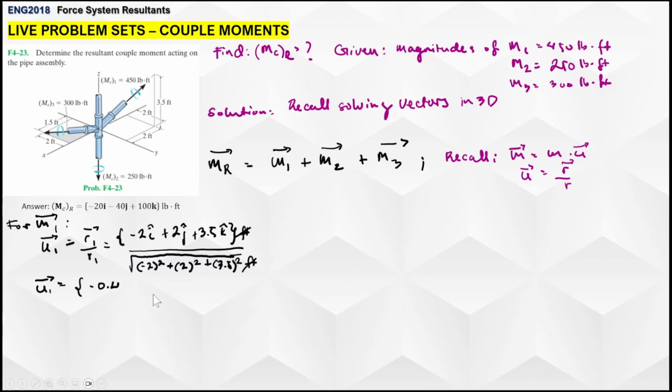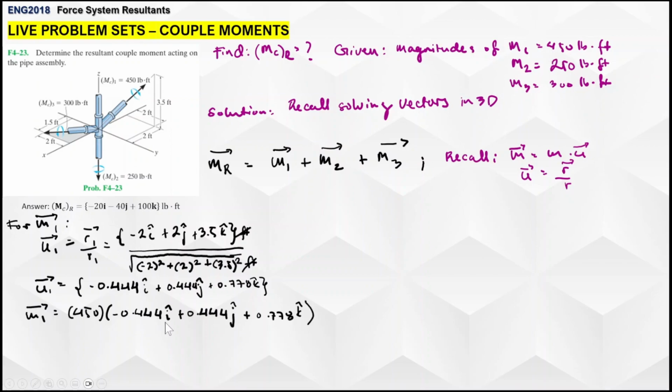Expand them further, and you will get the unit vector 1: negative 0.444 i hat plus 0.444 j hat plus 0.778 k hat. And M1 is just the product of the unit vector and its magnitude 450. And you will have negative 200 i hat plus 200 j hat plus 350 k hat pound force feet. Remember, this unit vector is unitless. Now that we tried it with moment 1, let's try it for moment 2 and moment 3.